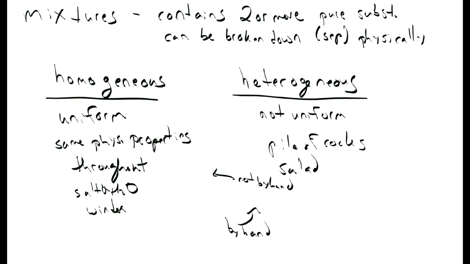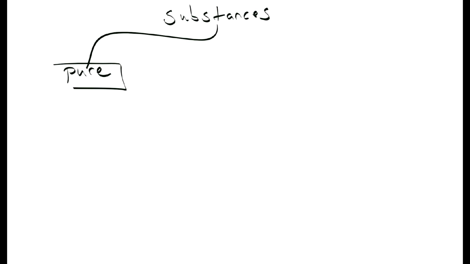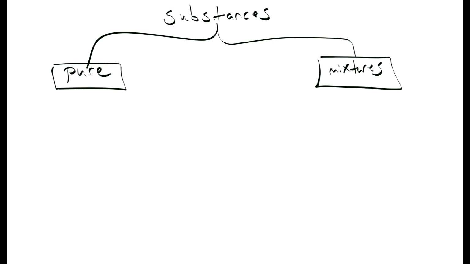All right, so that gives us a sort of hierarchy. You can have a whole lot of different kinds of substances, but they can be pure, or they can be mixtures. So pure means chemically uniform. Mixtures are not chemically uniform. The different parts of the mixture will have different chemical properties. So when you look at salt water, the salt has different chemical properties from the water.